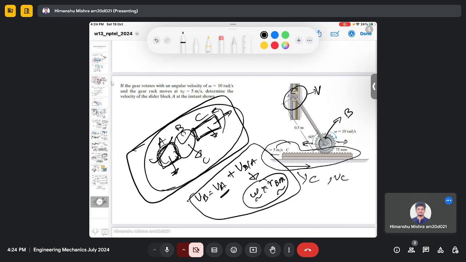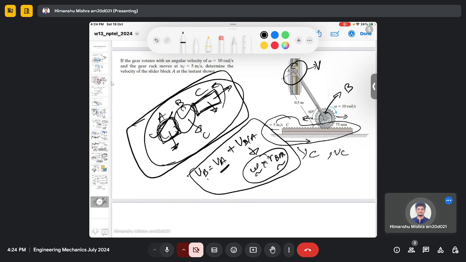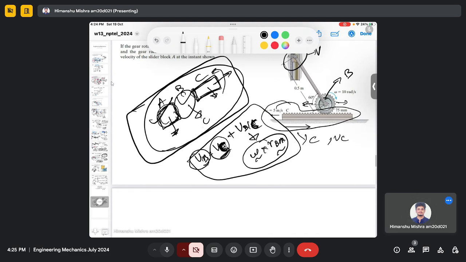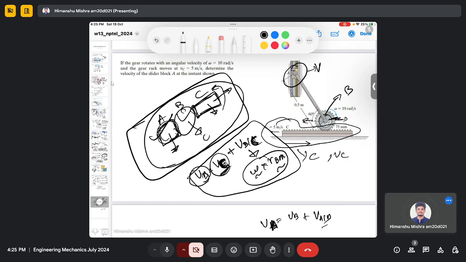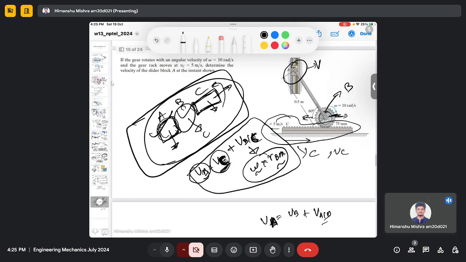So we will use this concept twice. First we will use this equation to find the motion of B, given that we know the motion of C. Then we will use the same equation again to find the motion of A, given that we know the motion of B. So first let's find the translation velocity of B, given that we know the translation velocity of C, which is 5 meter per second.